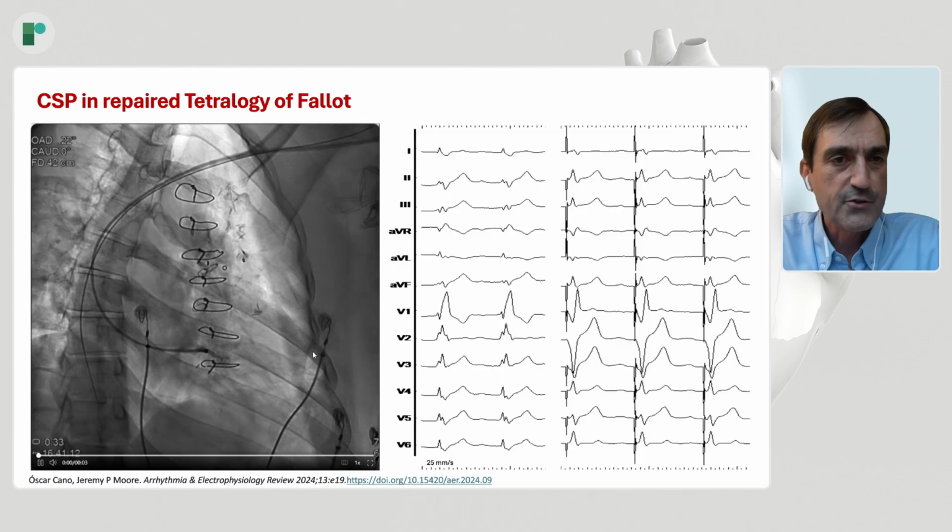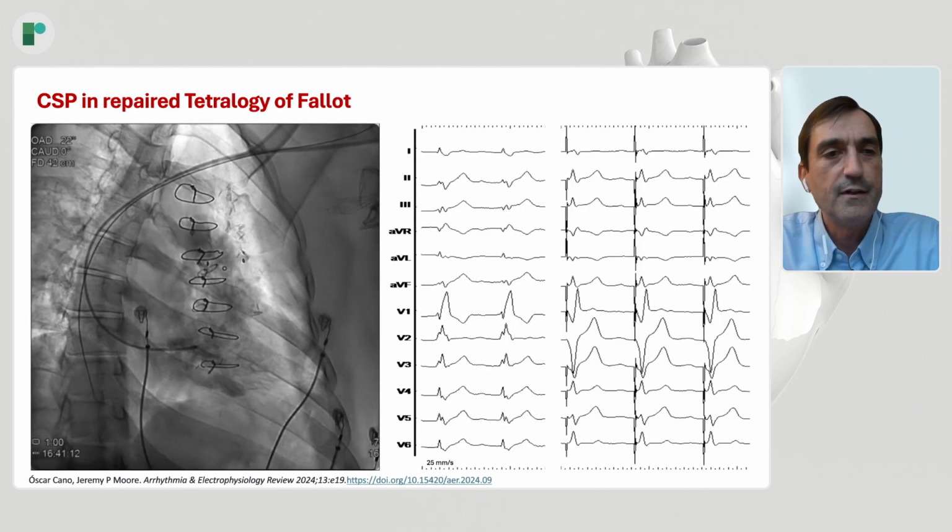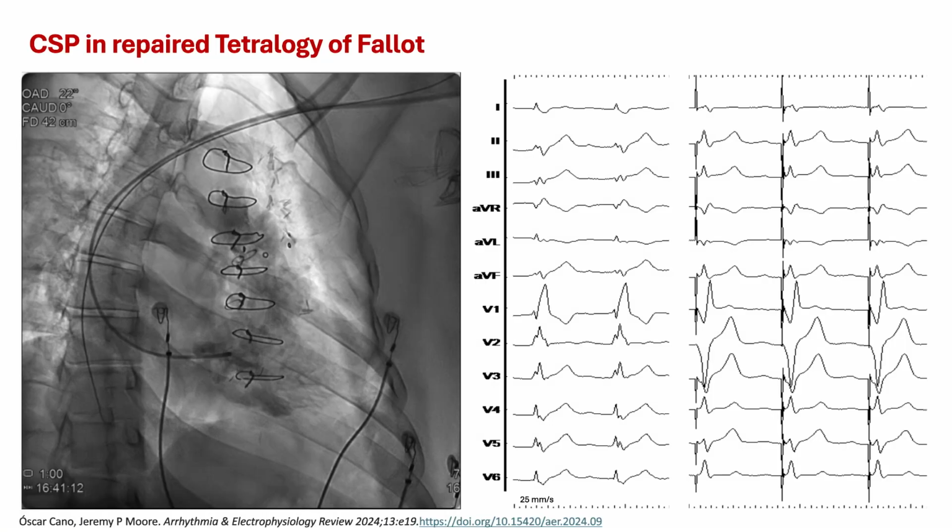Next, please. We can also use intraprocedural contrast through the sheath to delineate the anatomy of the right ventricle, to select the lead insertion site in patients with an enlarged right ventricle, such as patients with tetralogy of Fallot. Next, please.